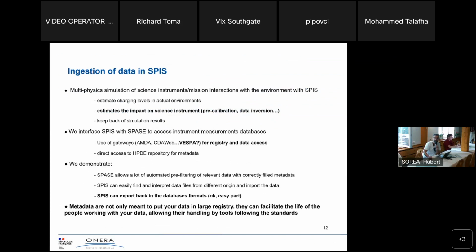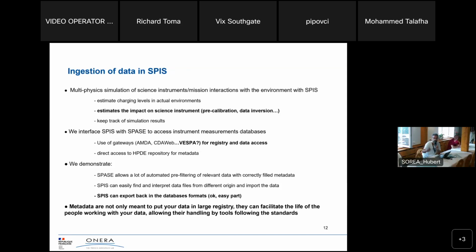So how do we ingest data in SPACE? We build on pre-existing standards. For SPACE, it's space physics standards, a standard for describing data. But to retrieve the data, you use gateways, either AMDA at CDPP, or CDAWeb provided by NASA. And in the future, we want to use VESPA, which will provide a registry for space and access to the data.